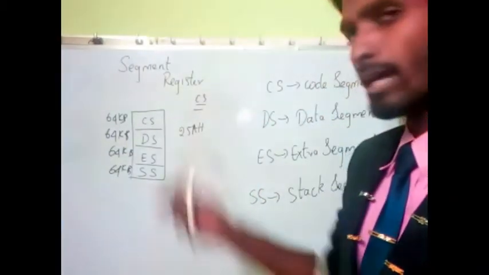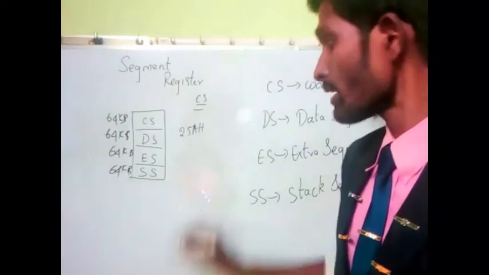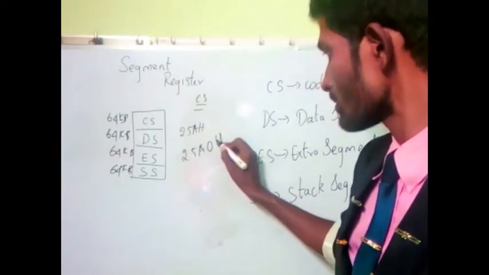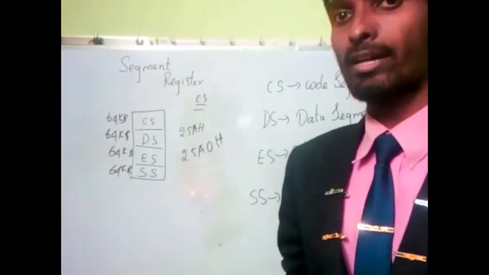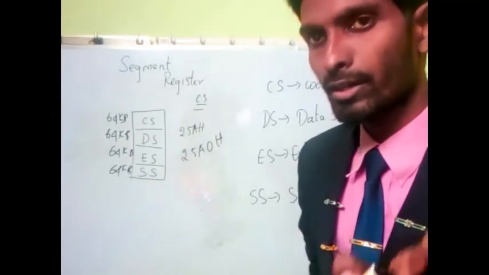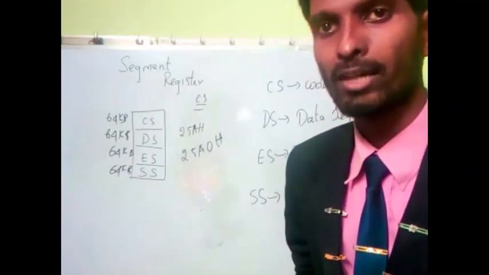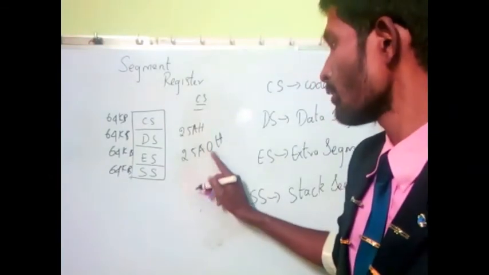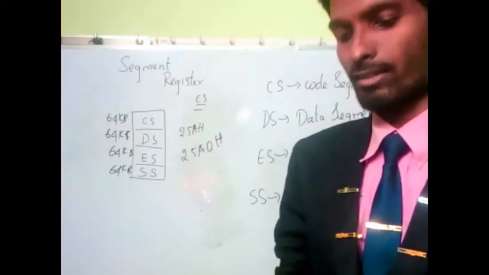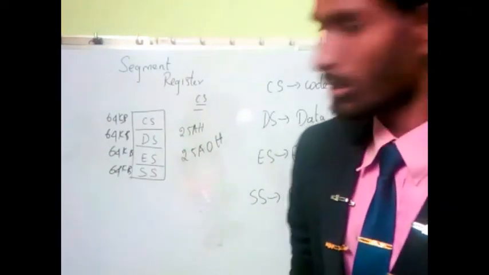So likewise, you may have something. So 25AH means I have to write 25A0H. For CS, it represents the initial address. So initial means what? It's a 0. So for any address, if I have to represent it by CS, I have to use 0 in front of H. Okay, this is about the code segment register. Now we're going to see the next one.